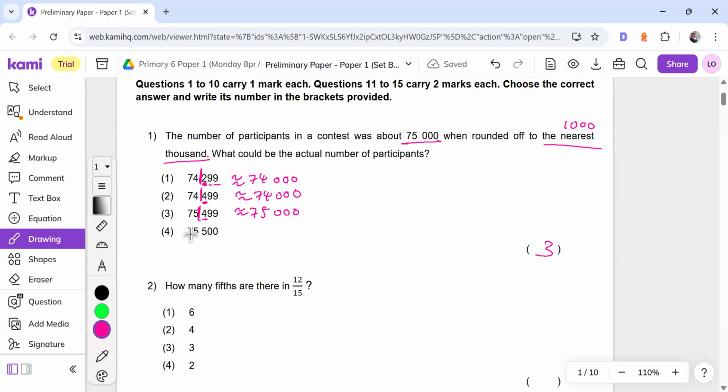And then how about number 4? You draw a line, look at the digit 5, and you round up. Round up means you have to add 1. That's how you get 76,000. So we don't want that also. So the answer is number 3. Okay?